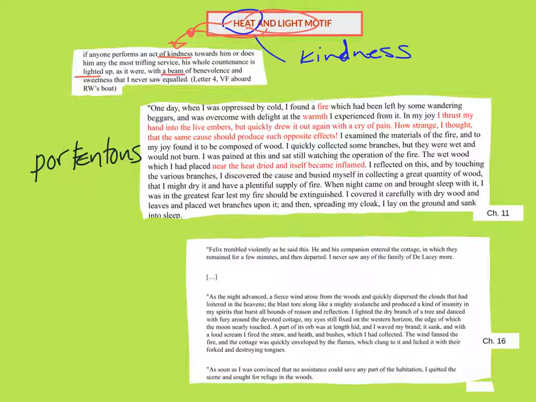He was overcome with delight at the warmth he experienced from it. Look at him here, bless him. "I thrust my hand into the live embers, but quickly drew it out again with a cry of pain. How strange, I thought." Be aware of Shelley behind this discovery here from the creature. "How strange, I thought, that the same cause, heat and warmth and joy, should produce such opposite effects."